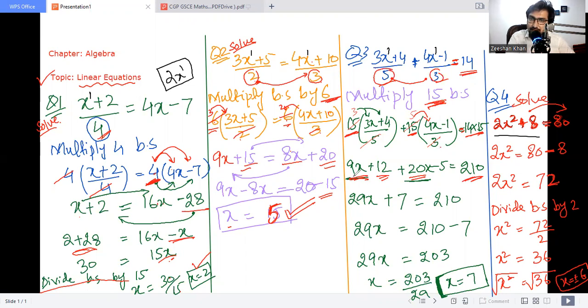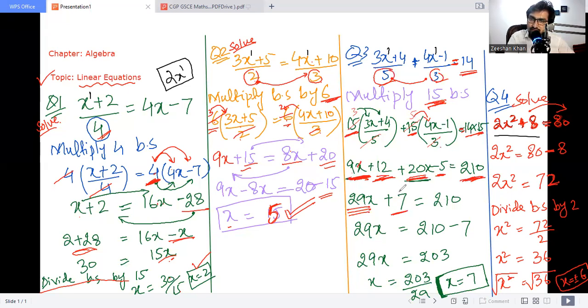Now we can add these two. As we have studied this rule, we can add the x term with the x term. We can add common things. So 9x plus 20x would be 29x. And 12 minus 5 is plus 7. And you will write 210 in its own place.